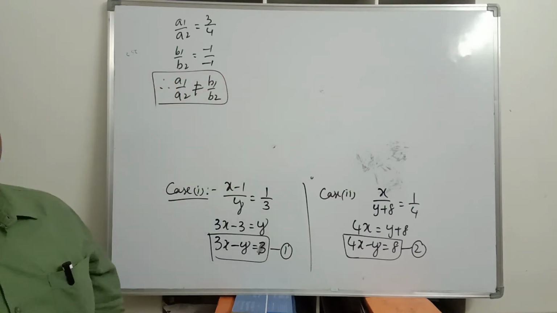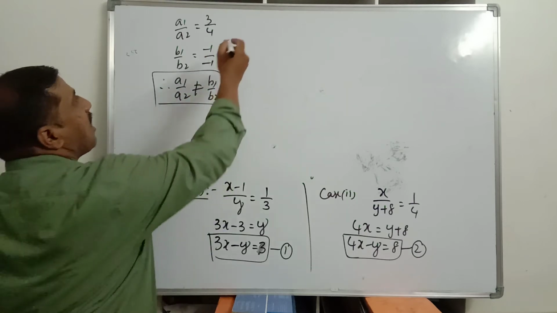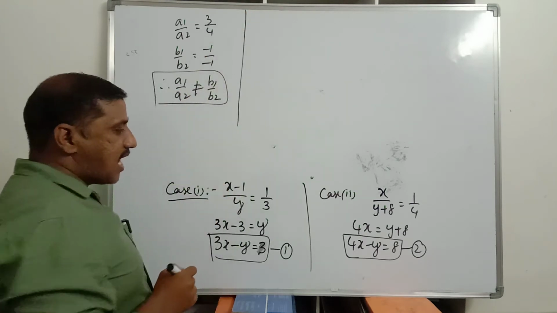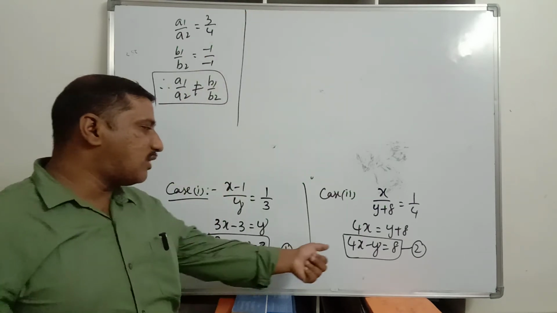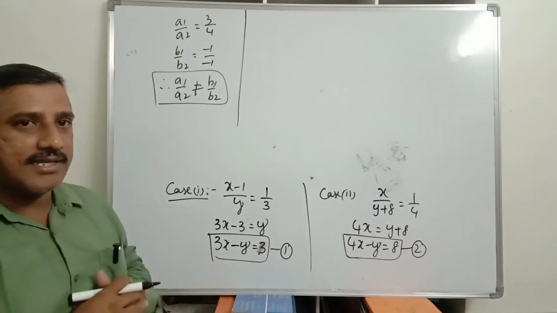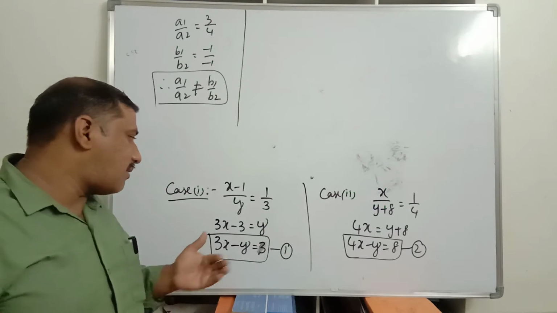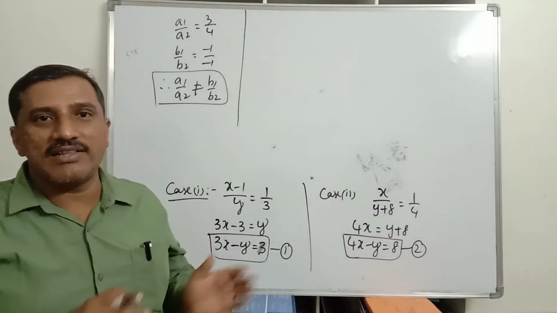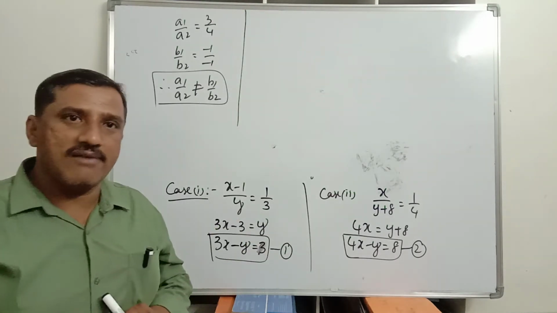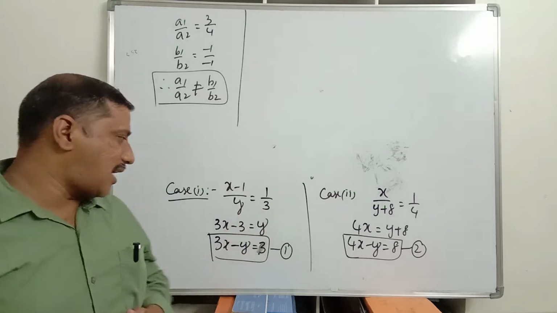It has a solution. When it has a solution, how do we solve these equations? Observe the equations. What about the y coefficients? Here the y coefficients are the same. So which method can we use? The elimination method is more comfortable to solve this when the coefficients of any one variable are equal. Better go for the elimination method.